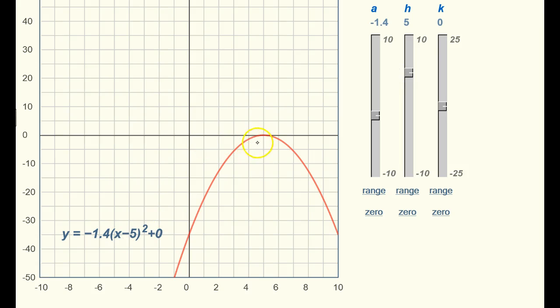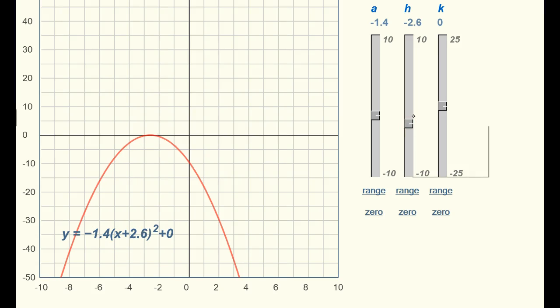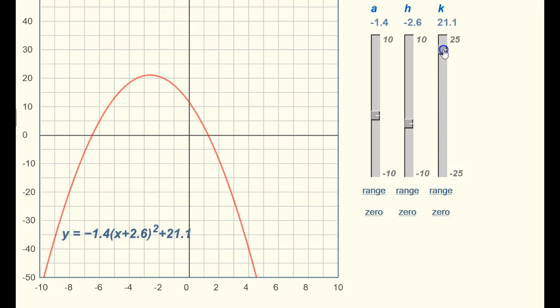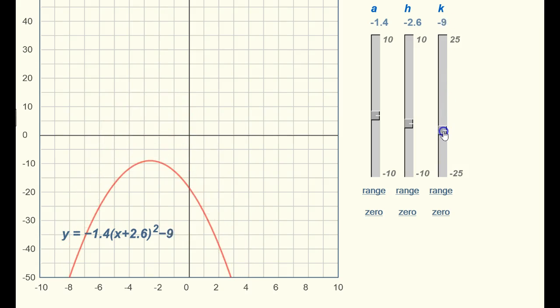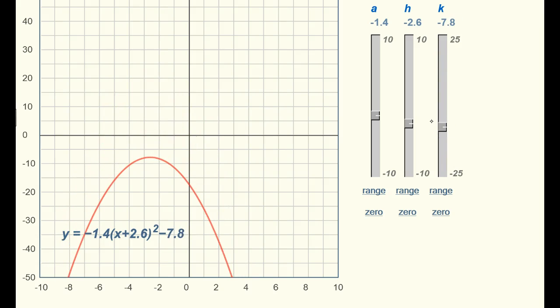1, 2, 3, 4, 5, and as I move closer to 0, it goes to 0, but notice in the parentheses, it always goes the opposite direction. So if it says x plus 2, it's actually 2 units to the left. And then the k value moves exactly the direction that you think it would move in. If it's plus k, it moves up, and if it's minus k, it moves down.